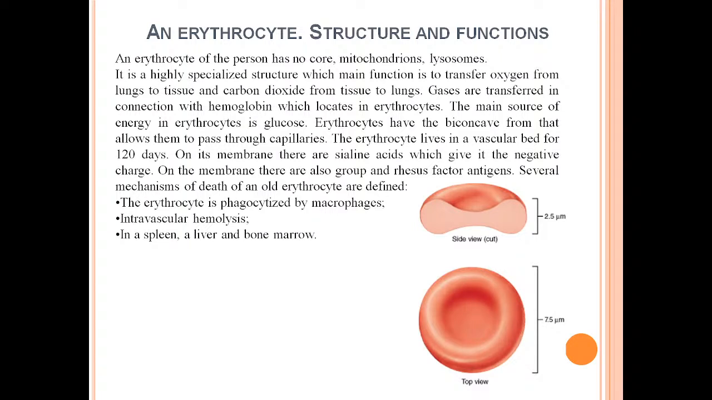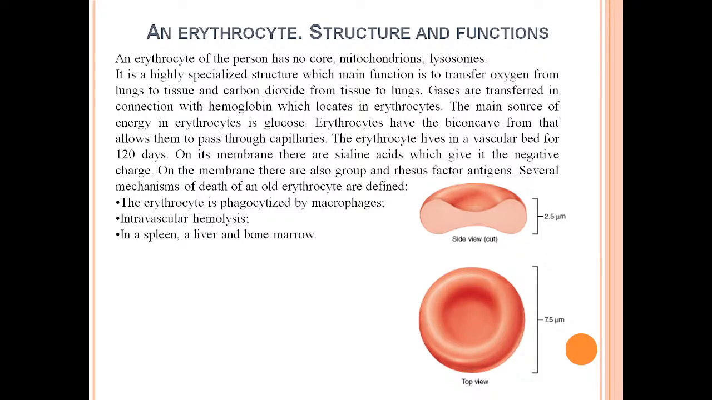Next question, erythrocyte structure and function. An erythrocyte of the person has no core, mitochondria, lysosomes. It is a highly specialized structure, whose main function is to transfer oxygen from lungs to tissue and carbon dioxide from tissue to lungs. Gases are transferred in connection with hemoglobin, which is located in erythrocytes. The main source of energy in erythrocytes is glucose.